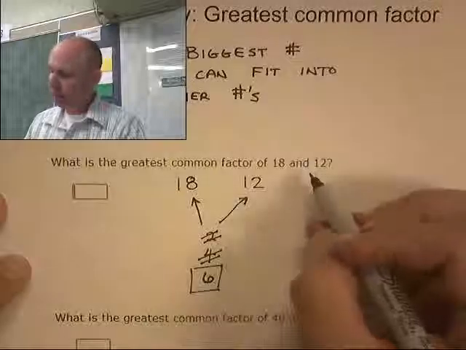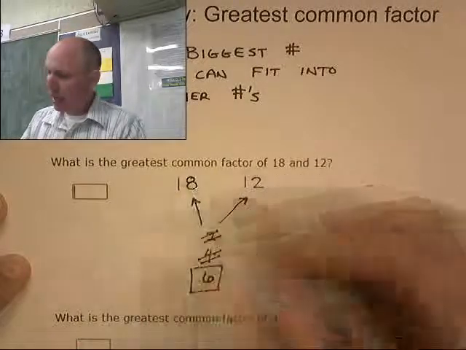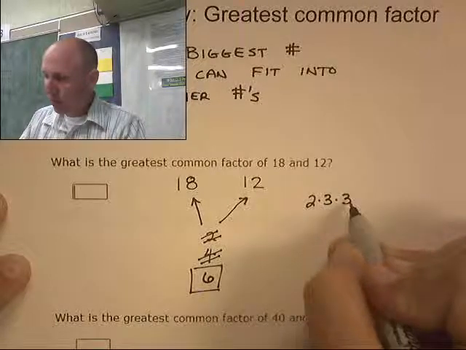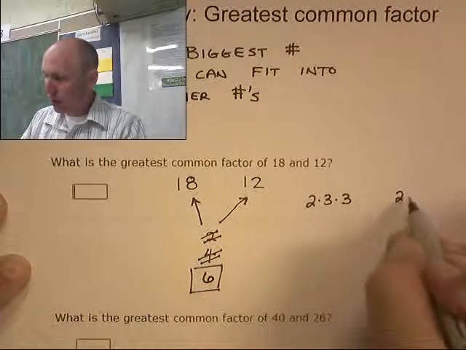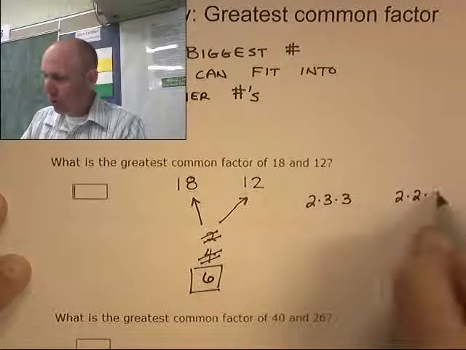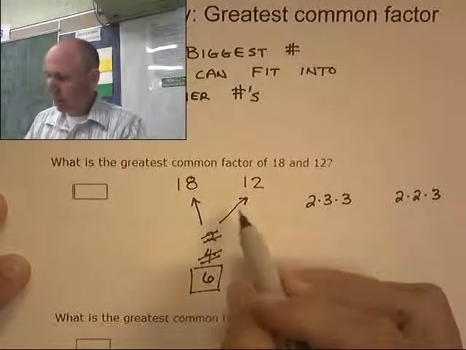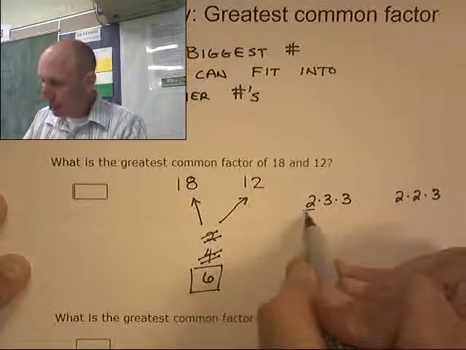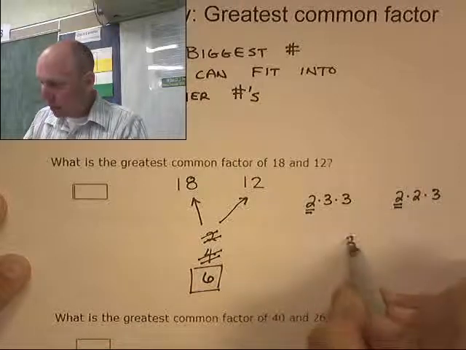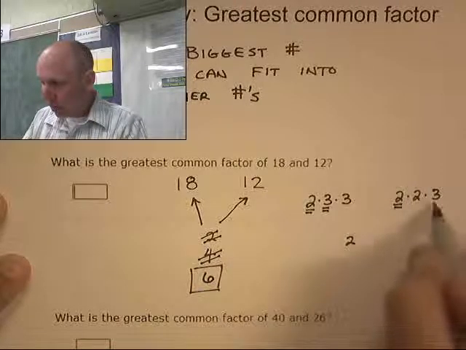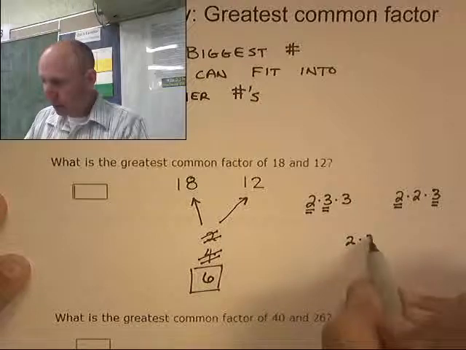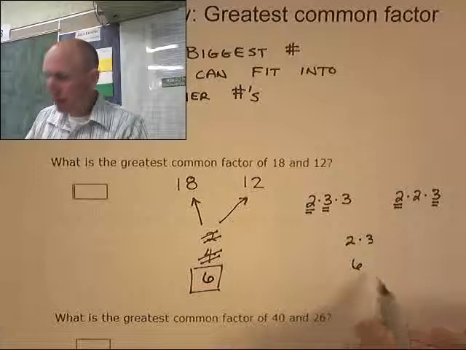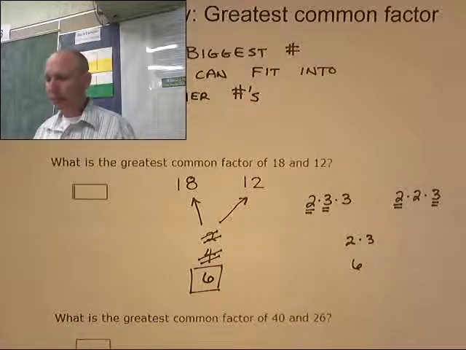Here's a way to find it. I think you can do most of these in your head. 18, if I prime factor that, that's 2 times 3 times 3. And 12 is 2 times 2 times 3. And look for, see that common? What's common? I have a 2 here and a 2 here. I have a 3 here and a 3 here. That's what's common between these guys. That gives me my 6.